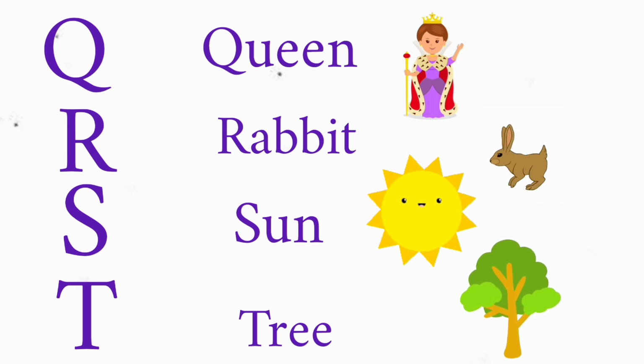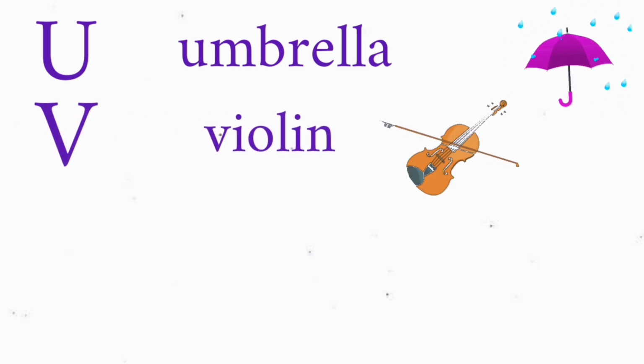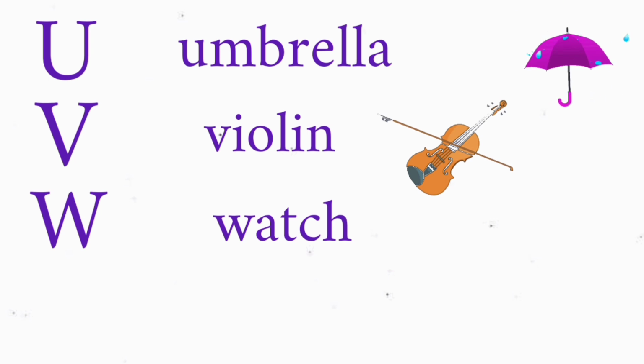T is for tree. U. U is for umbrella. U-M-B-R-E-L-L-A, umbrella. Umbrella. V. V is for violin. V-I-O-L-I-N, violin. Violin.